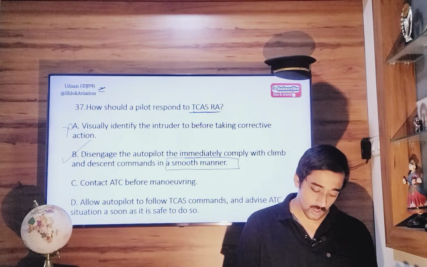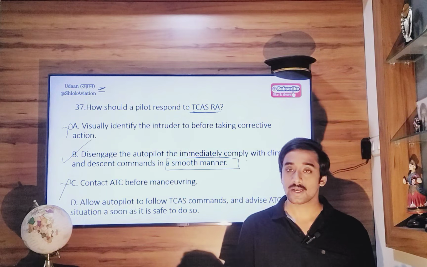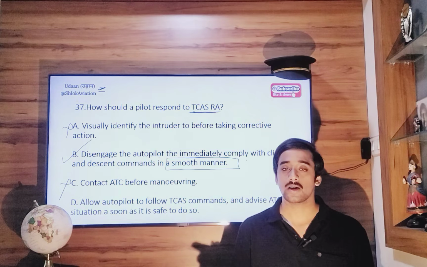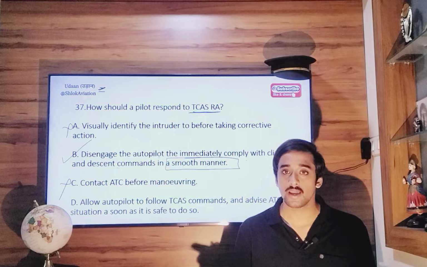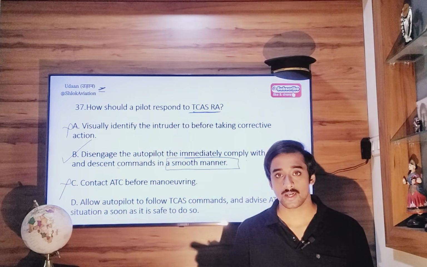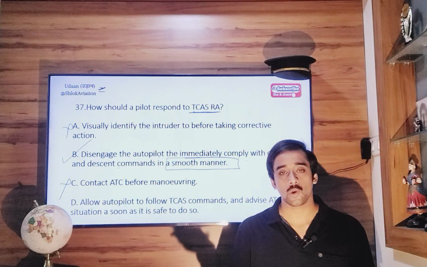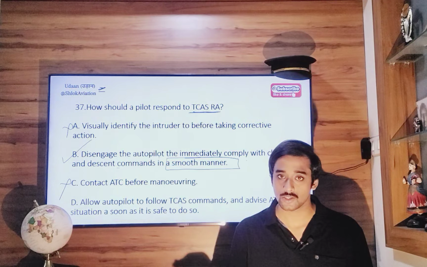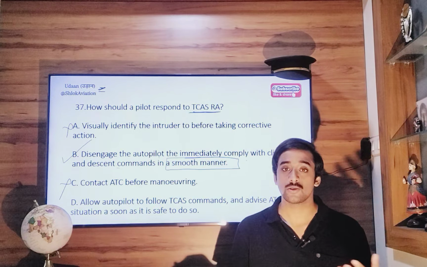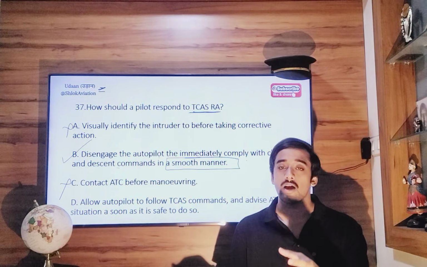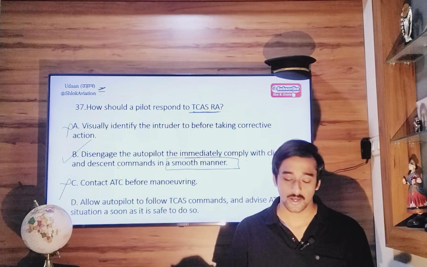Contact ATC before maneuvering? No, the pilot monitoring will contact ATC once you have performed that resolution advisory. You have checked outside for the traffic, and when time permits, the pilot monitoring will contact ATC and inform that ATC controller of the resolution advisory you received and the maneuver that you performed in response to that resolution advisory.